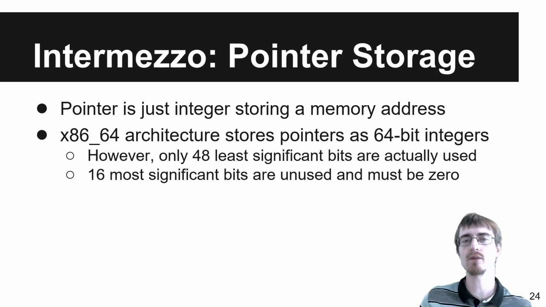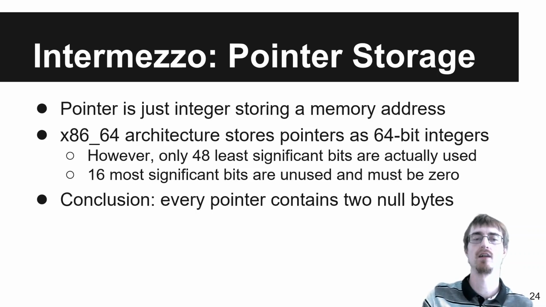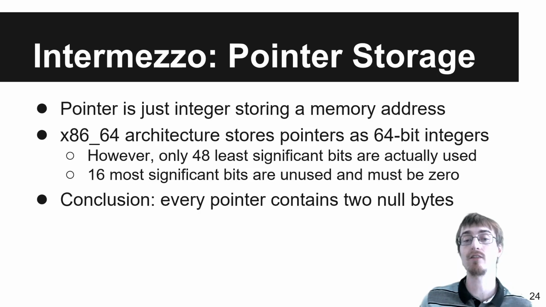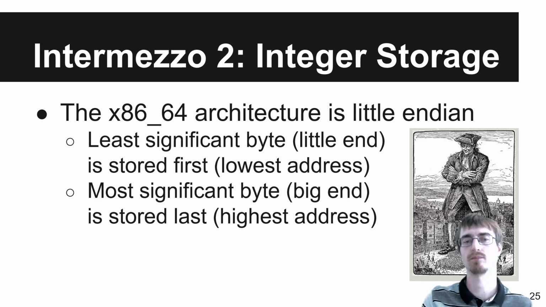If you have a pointer where these bits are set, except for the special case where you have some kernel pointers, but if you have a user pointer where these bits are set, it's always an invalid pointer, and it cannot help you perform the attack. This means every pointer contains 2 null bytes. So there are 16 unused bits. The most significant bits are always null. Well, this is an issue with an attack like this, because we were doing a string write.